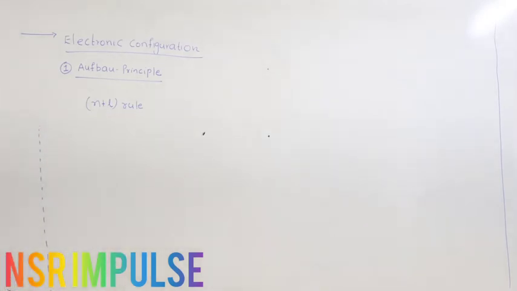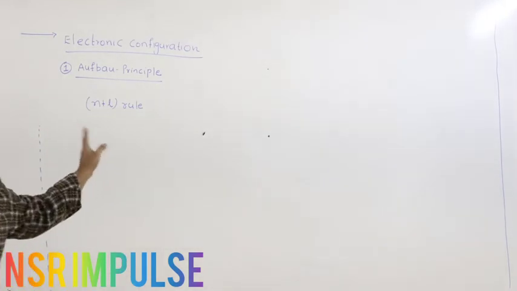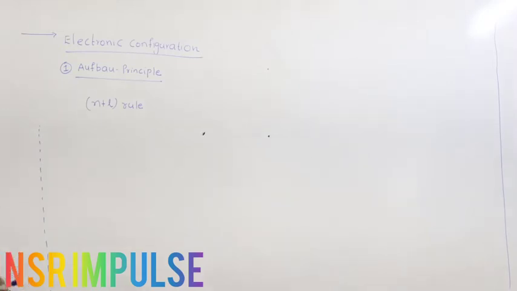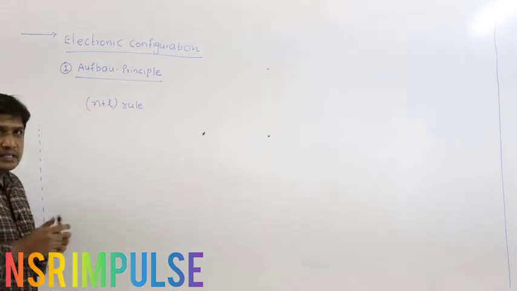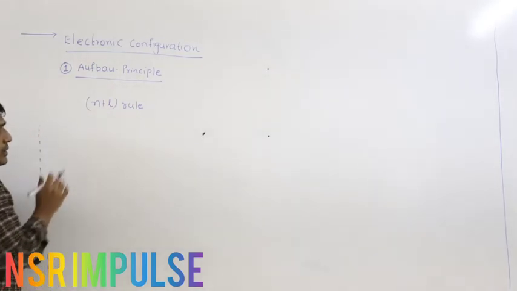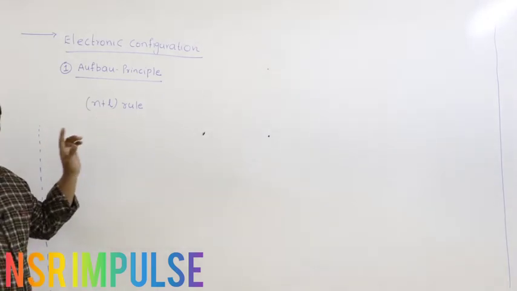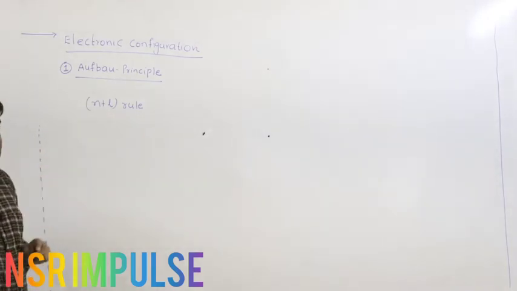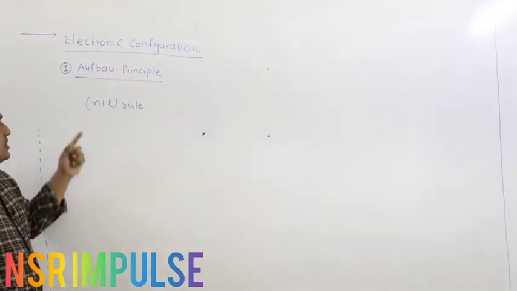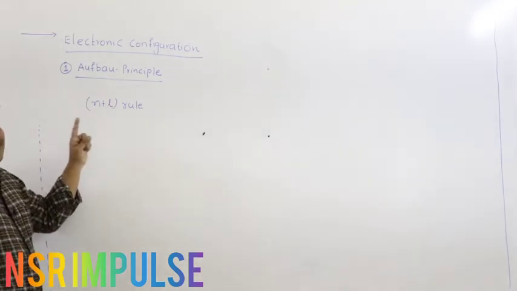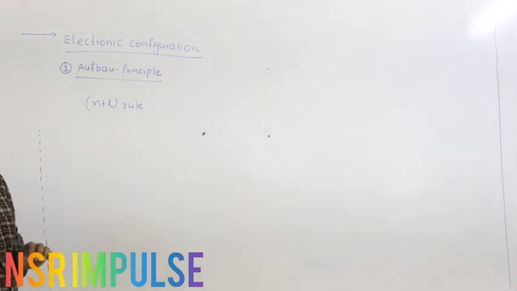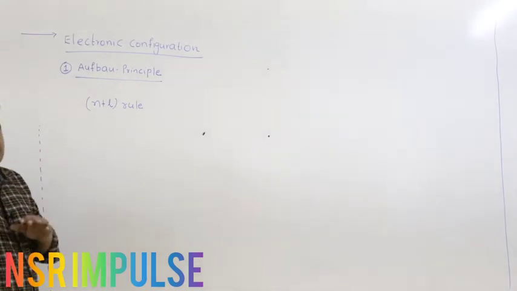So what is this n plus L rule? n is principal quantum number and L is azimuthal quantum number. The orbital having lower n plus L value has lower energy and is filled first. I repeat, the orbital which has lower n plus L value has lower energy and is filled first.